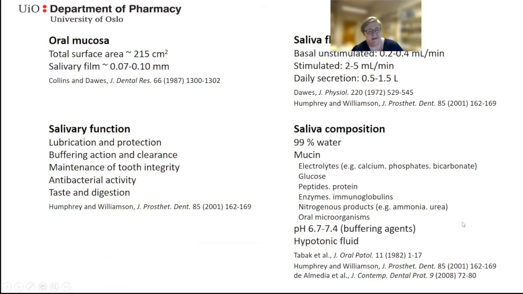And the main functions are to lubricate the mucosal tissue, to protect the mucosal tissue, to protect the teeth also during speaking and eating, and it has buffering actions, and it has a high clearance, so it clears out acidic products, for instance, or it captures microorganisms, and it controls the oral health, and it is important for taste and also for the digestion of food. It starts already in the mouth.